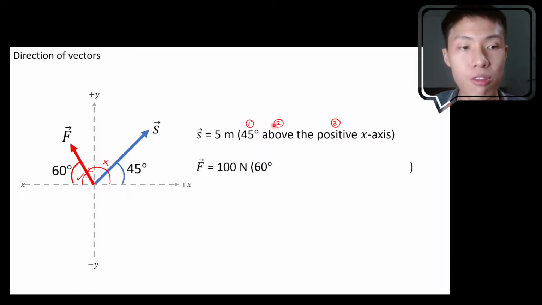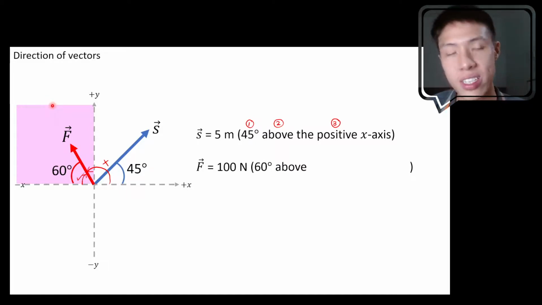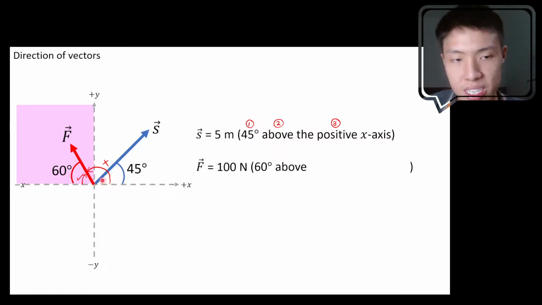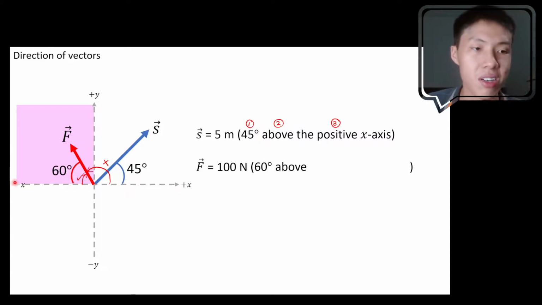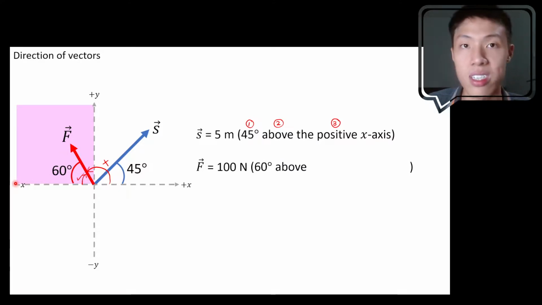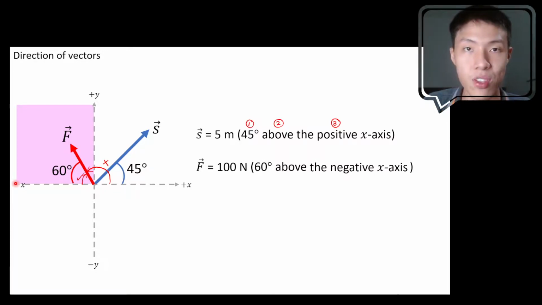The second part, above or below. Look at the region. Our pink region here is definitely above the x-axis, right? So if it's above the x-axis, then above. Now which side of the x-axis, whether it's the positive side or the negative side? Well, the positive side is towards this side. The negative side is towards that side. So it's quite obvious that now it's the negative x-axis. So it is 60 degree above the negative x-axis.